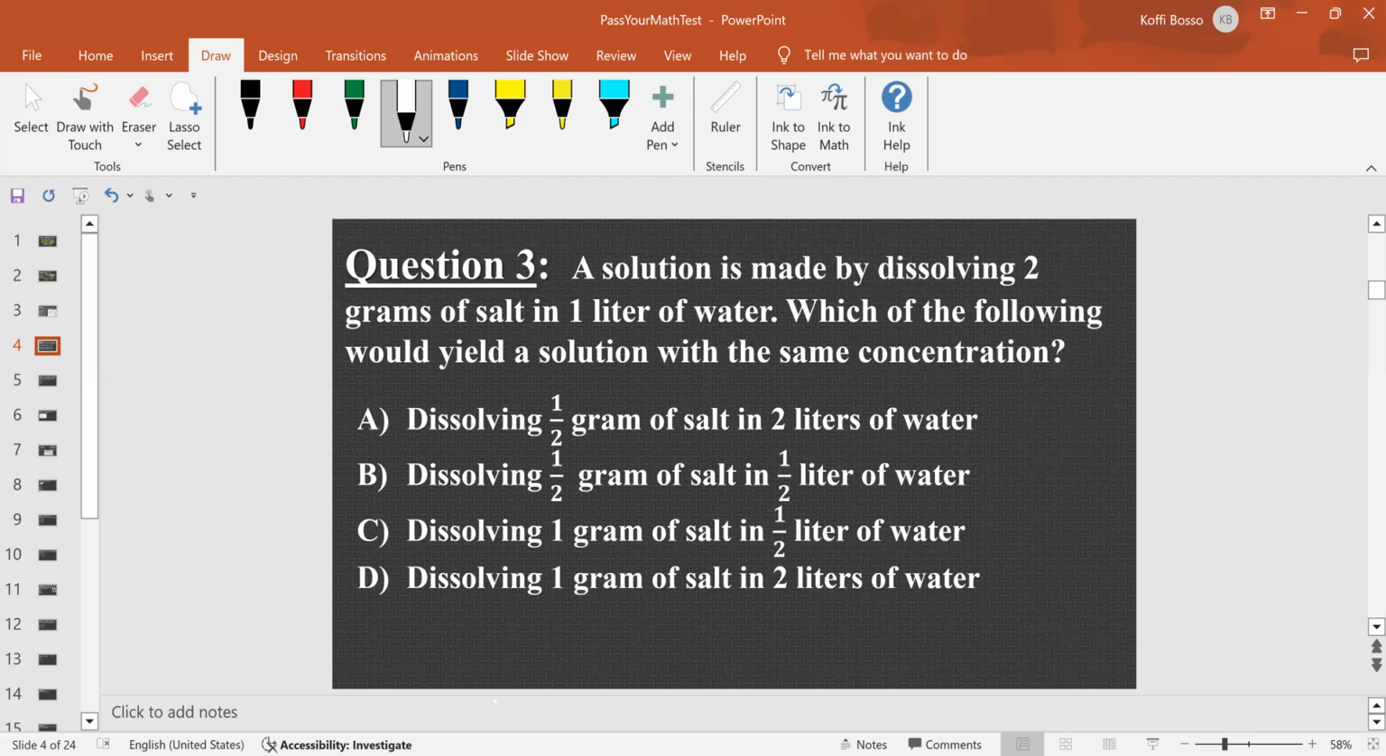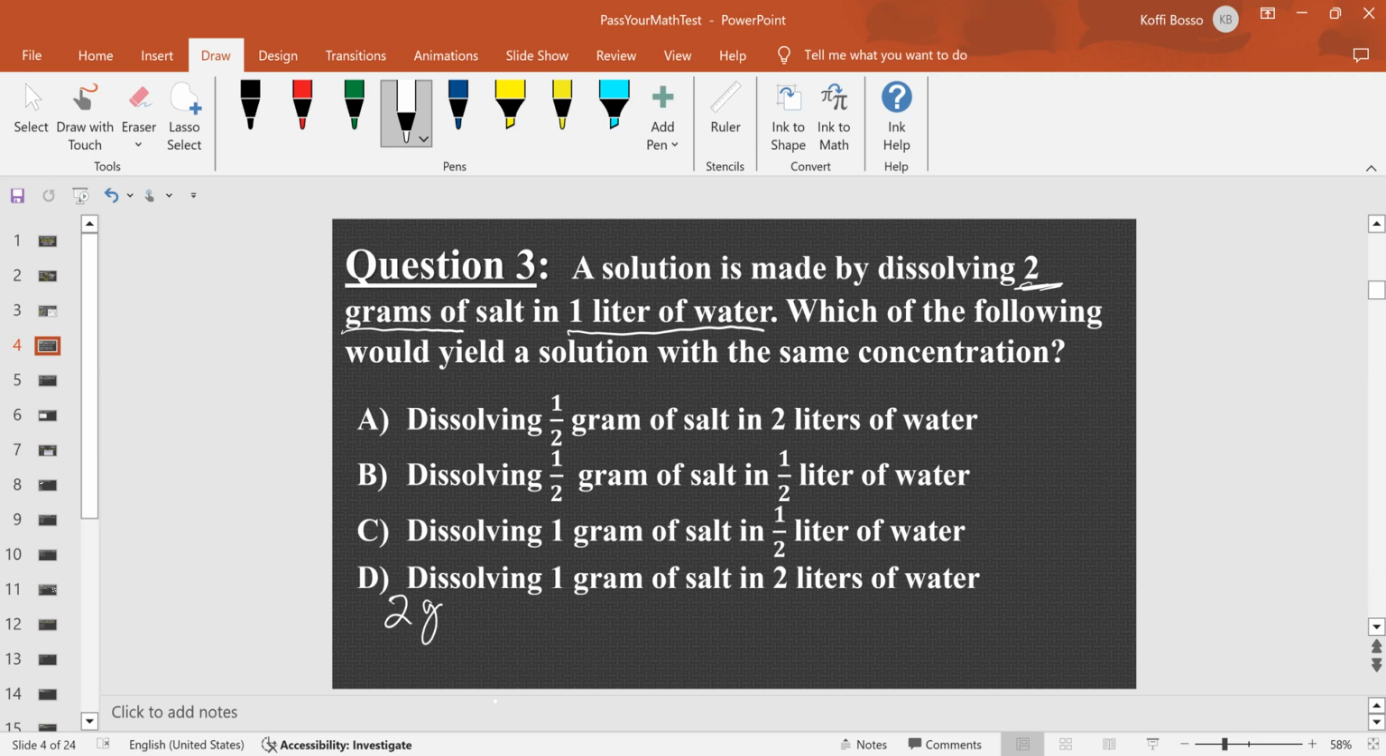A solution is made by dissolving 2 grams. That is something we need to underline here. 2 grams of salt in 1 liter of water. Which of the following would yield a solution with the same concentration? So this is a proportion question. Now, understand that the reference they give here is what? 2 grams, okay?